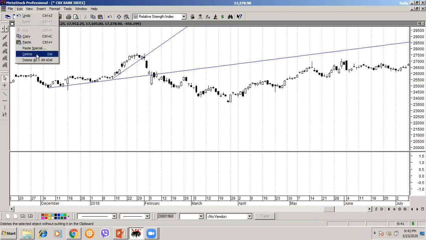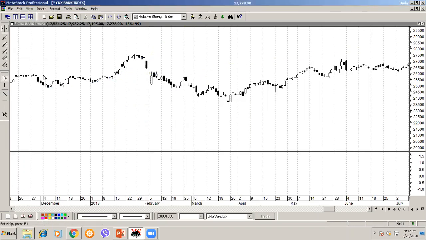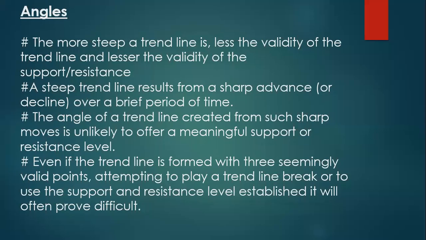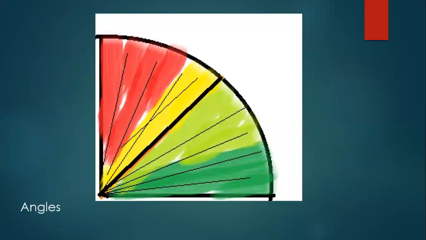An opposite example. This cannot be a trend line. It's too sharp. This will be a better trend line. The stiffness is lower. If I go to the next slide, this point will be clear in a second. This is an uptrending trend line.